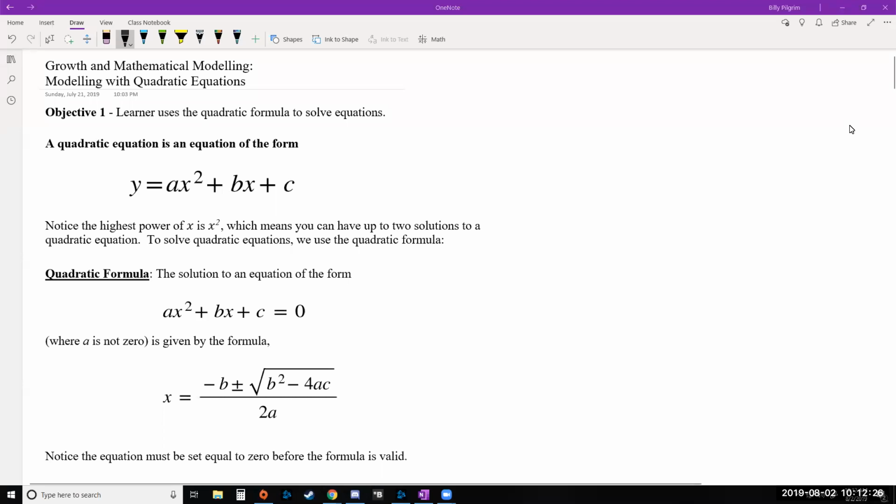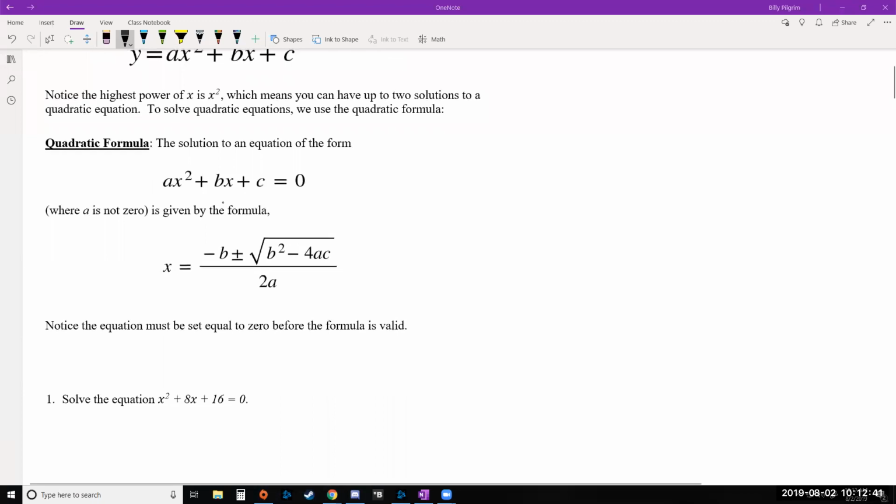So I want to point out first, a quadratic equation is an equation in this form, y equals ax squared plus bx plus c. And notice we have an x squared, which is the highest power of x. That's what makes it a quadratic equation. This also means that when you solve a quadratic equation, let's say of this form, ax squared plus bx plus c equals 0, you can have up to 2 possible solutions.